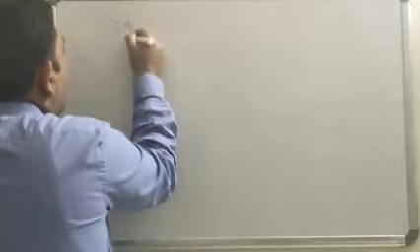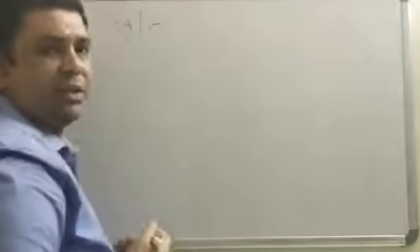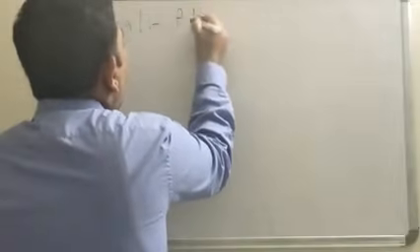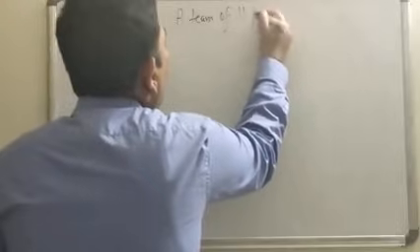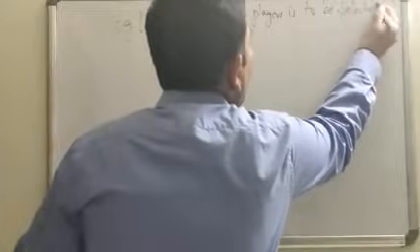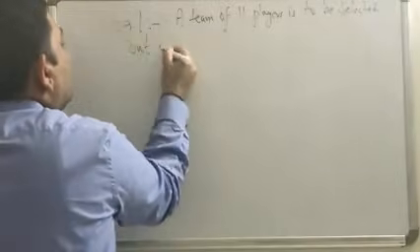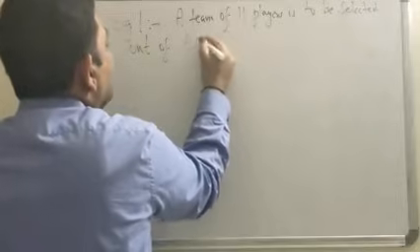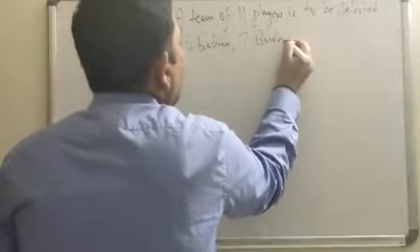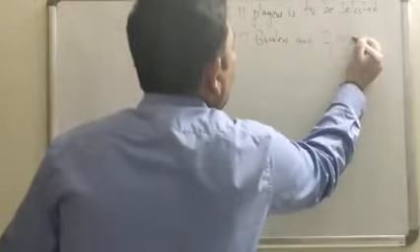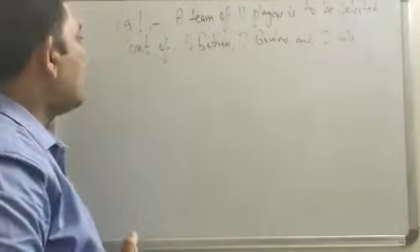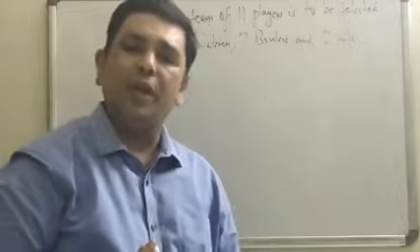So, let me take up the first example for all of us. Alright, let me take the first example. A team of 11 players is to be selected out of 6 batsmen, 7 bowlers and 2 wicket keepers.